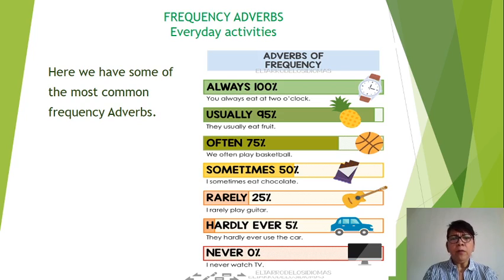You will probably find some other words that can be used also in this list of frequency adverbs, but these are the most common. So, as an example, with always, you find: you always eat at 2 o'clock, which in Spanish is siempre comes a las 2. It means 100% of times you eat at that hour. Okay? Let's continue.